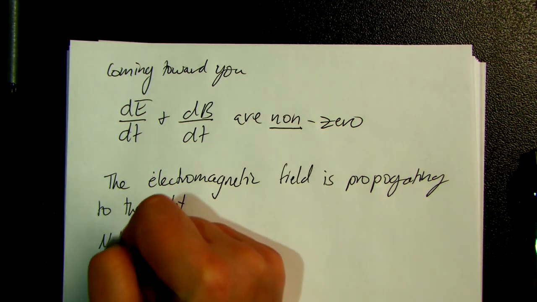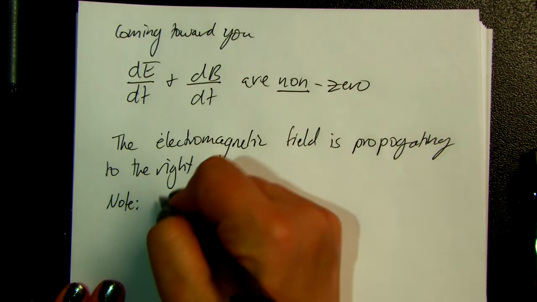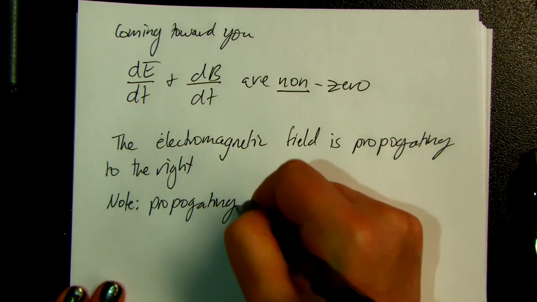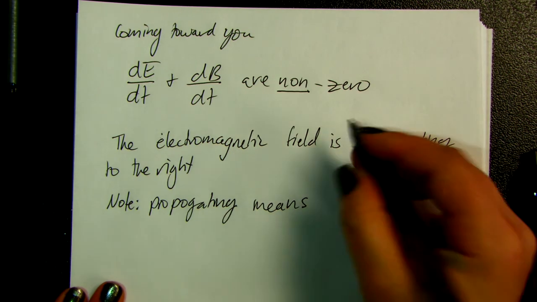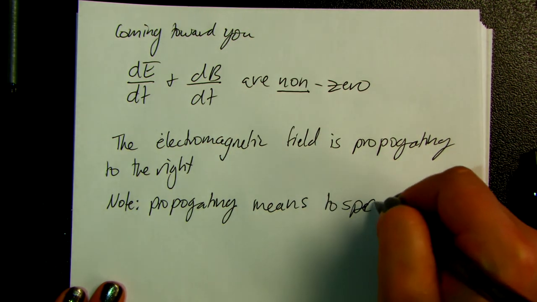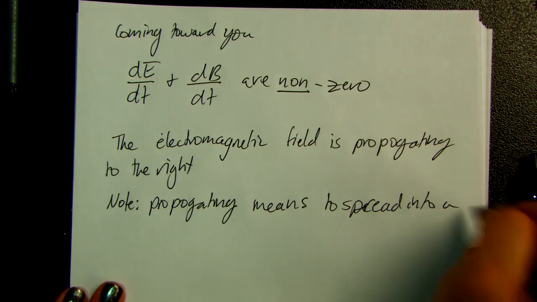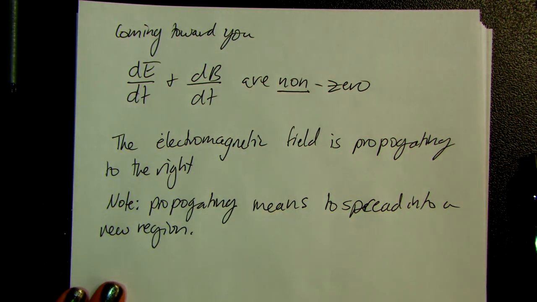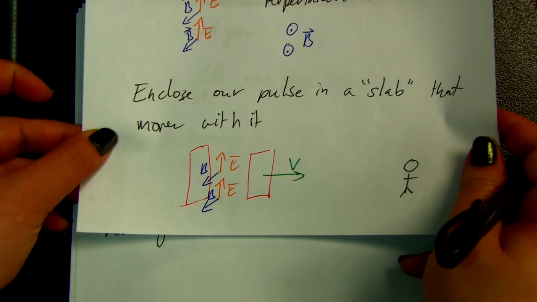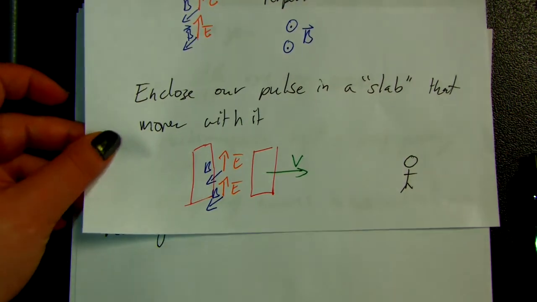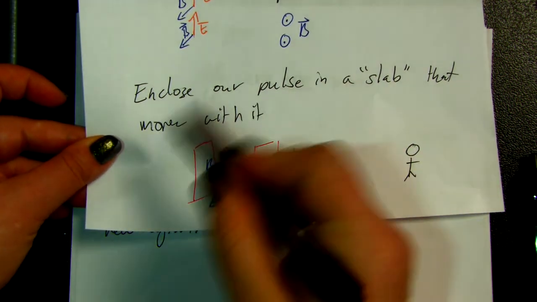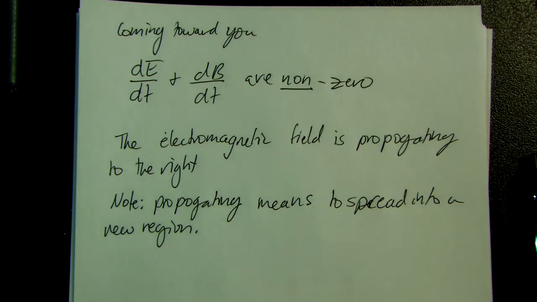And when we use propagating in this context, propagating means to spread into a new region. Okay, so this is our setup. Now we're going to check it with Maxwell. So it's coming towards you. You are observing a changing electric field and a changing magnetic field relating to this electromagnetic little pulse.